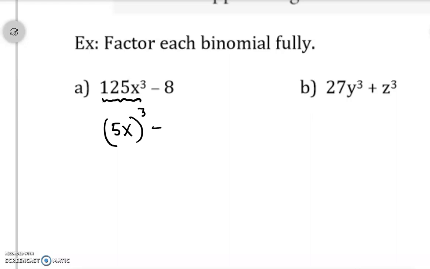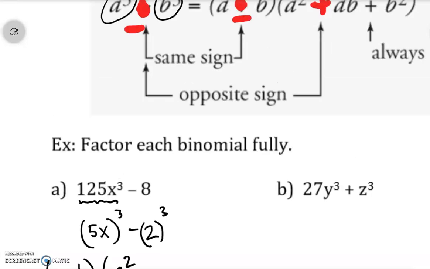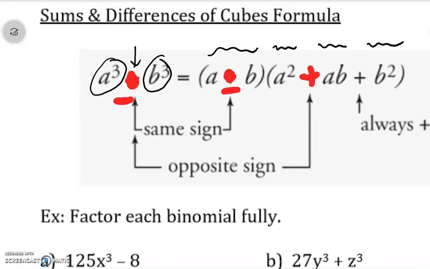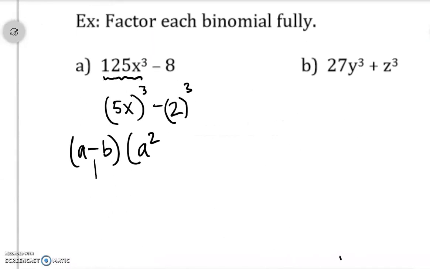8 is a perfect cube. That is 2 cubed. So we have a difference of 2 cubes. So this is going to factor to be a minus b, a difference, times a squared. Remember, when it's a difference, the first sign here is always the same, this one's always opposite, and that's always positive. So same, opposite, and then always positive on the end.